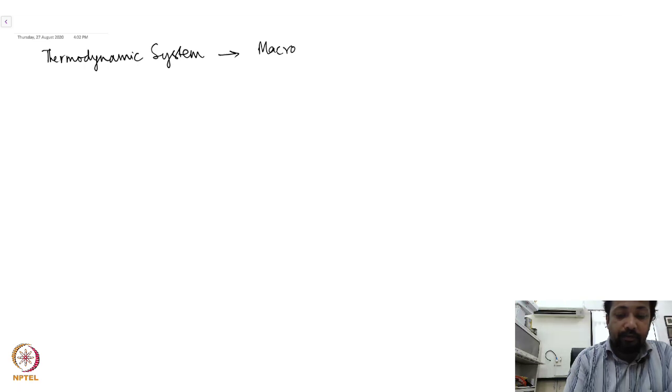Now, in the last class, we had seen what thermodynamics is all about: that given a thermodynamic system, we describe the system using a set of macroscopic variables. Today, our starting point of the discussion is with the laws of thermodynamics.